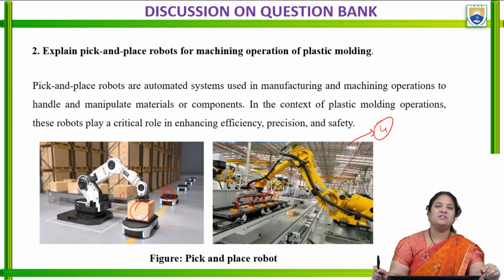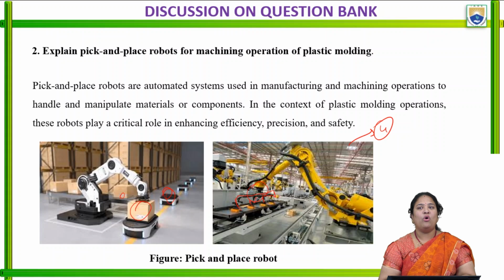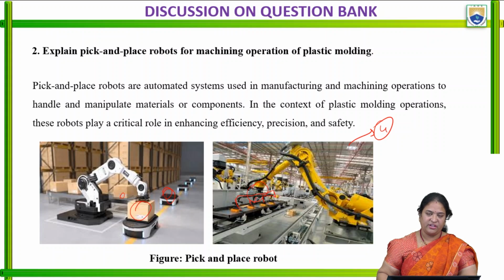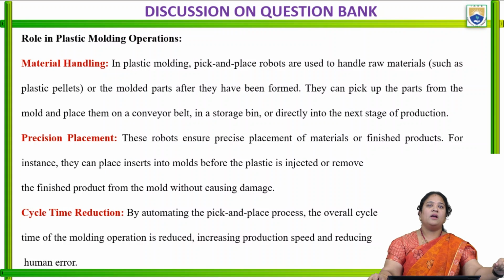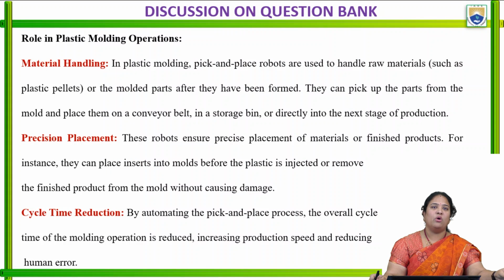Pick and place robots are automated systems which are used in manufacturing and machining operations to handle and manipulate materials or components. In the context of plastic molding operation, these robots play a very critical role in enhancing the efficiency, precision, and safety. Coming to the role in plastic molding operation: material handling, precision placement, and cycle time.